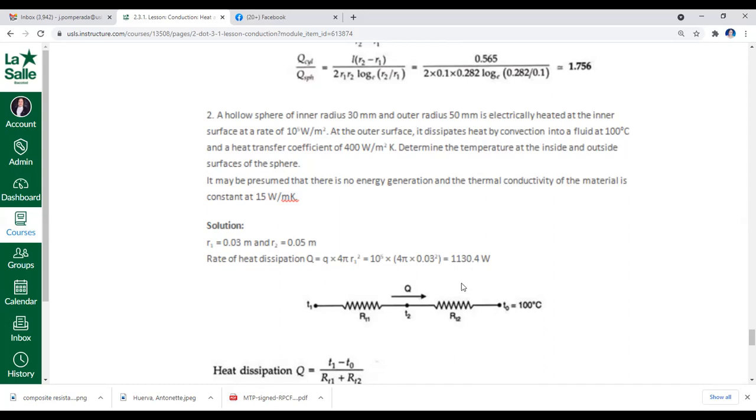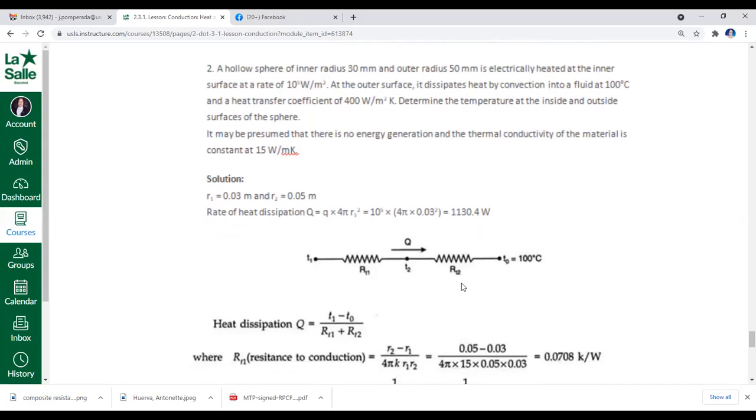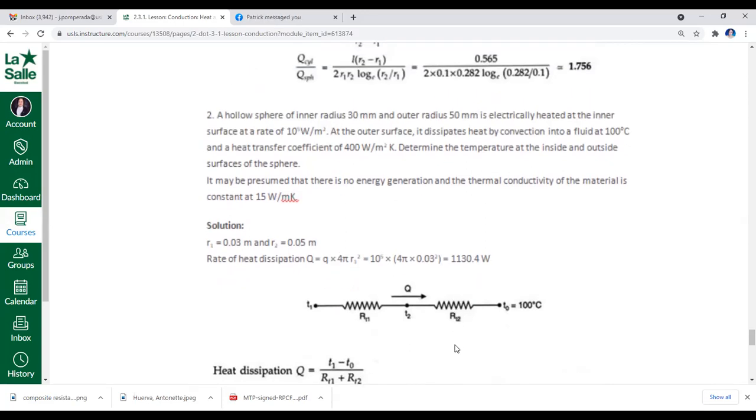If you're going to write a simple graphical representation without having to draw the circular cross-section of your sphere, this is how it's going to look like. You have the inmost temperature of your sphere. You have the resistance R sub 1 of the material your sphere is made of. And then you have the T sub 2 here, which is the boundary temperature of the outermost material your sphere is made of.